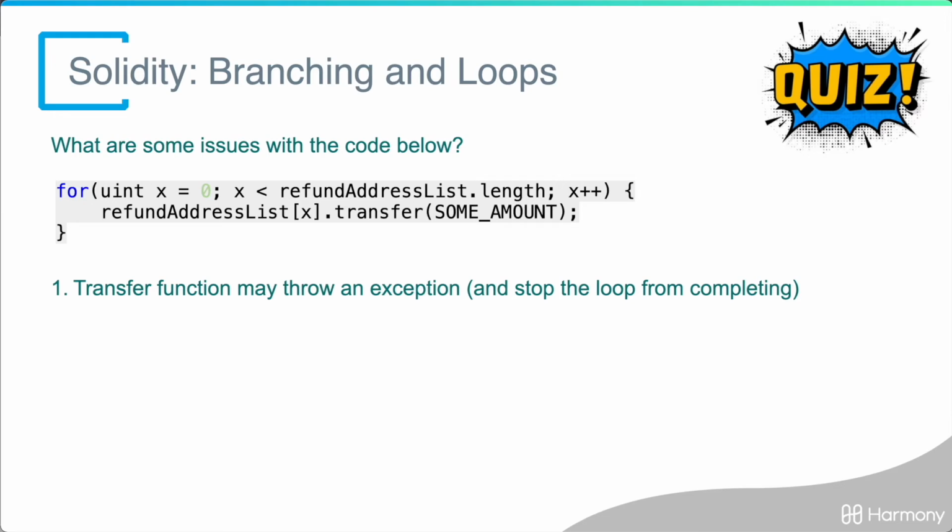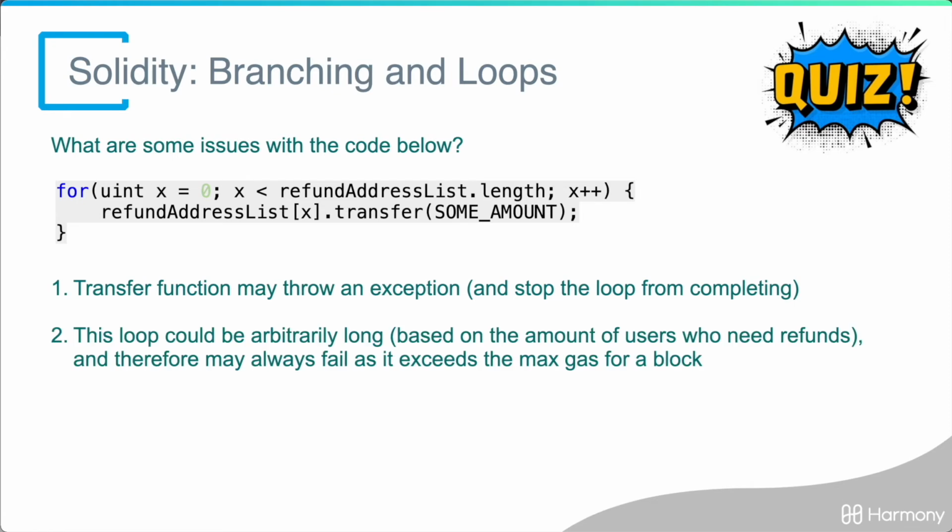Now the second problem, which we just mentioned, is that the loop could be arbitrarily long. So that refund address list length could be thousands of refund recipients long, and when you call this function, it will eventually run out of gas, because there is a finite amount of gas per block that operations can work within. And if it exceeds that max gas for a block, that function will never execute, and you'll never be able to send the transfers.